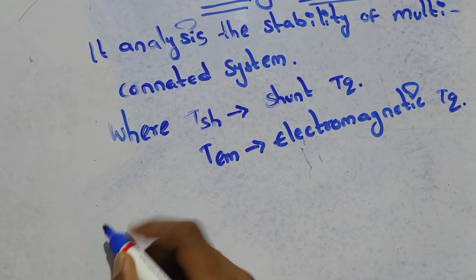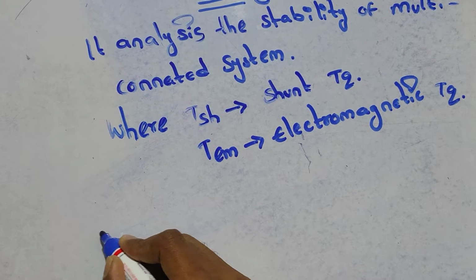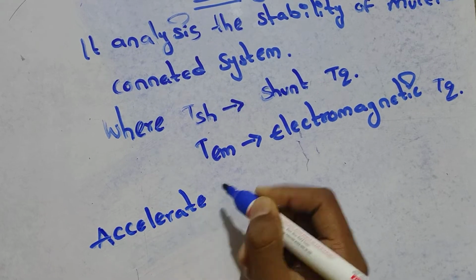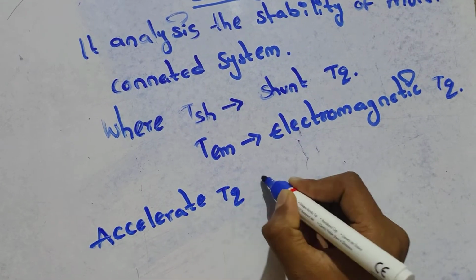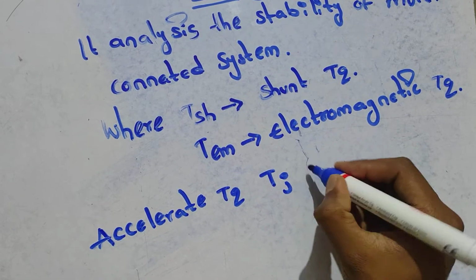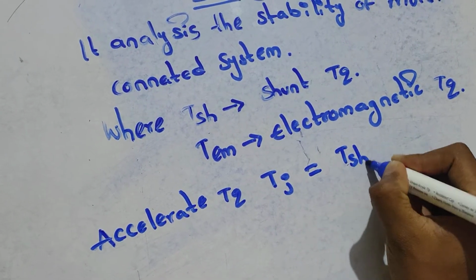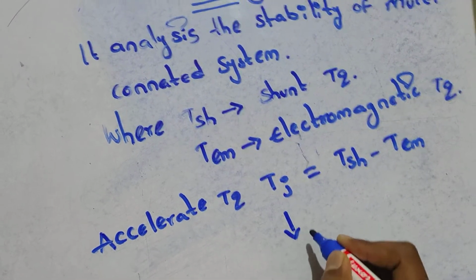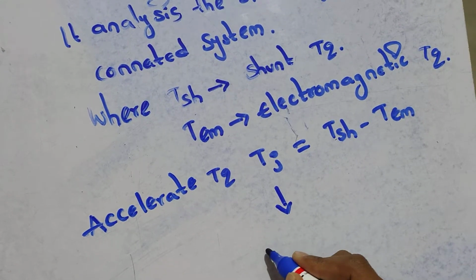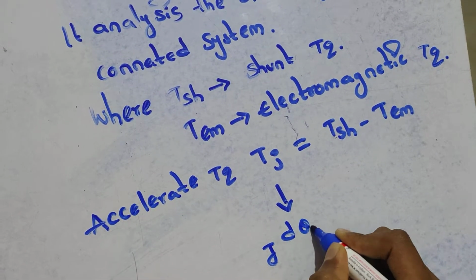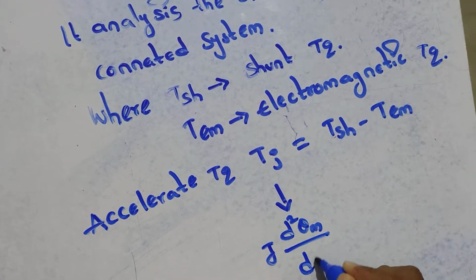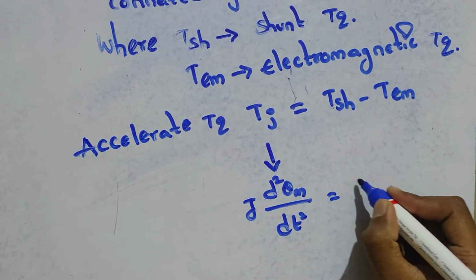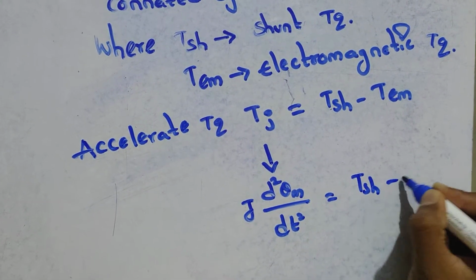As we know, the accelerating torque Tj is equal to TSH minus TEM. So this we have to write as capital J d square theta M by dt square is equal to TSH minus TEM.